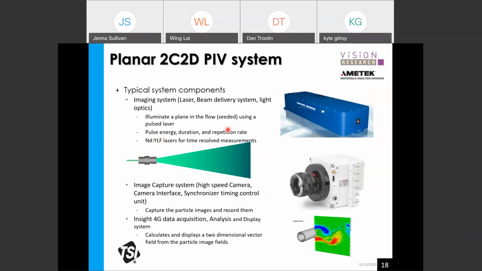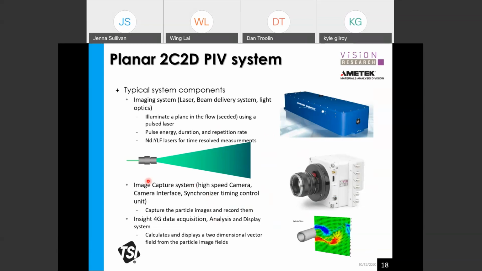And for time-resolved systems using high-speed cameras, these high-speed lasers can also be pulsed really quickly in conjunction with the cameras. So we are able to get time-resolved information at 10,000 frames per second or even higher than that.